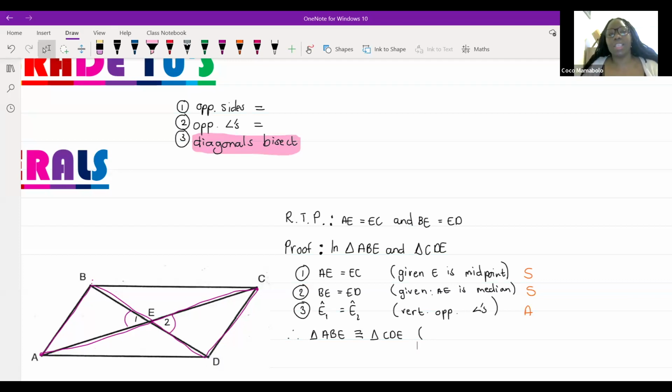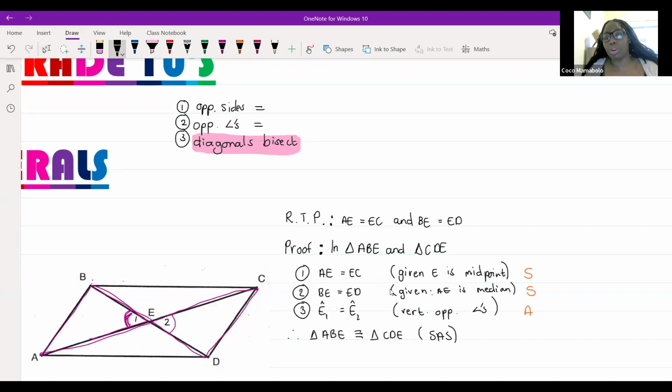Correct, Kat. It's a side, an included angle, and a side. Yes. So we've got a side, an angle, and a side. You see how the angle is in between the two of them? So this is actually side, angle, side. Well done, Kat. Lovely.